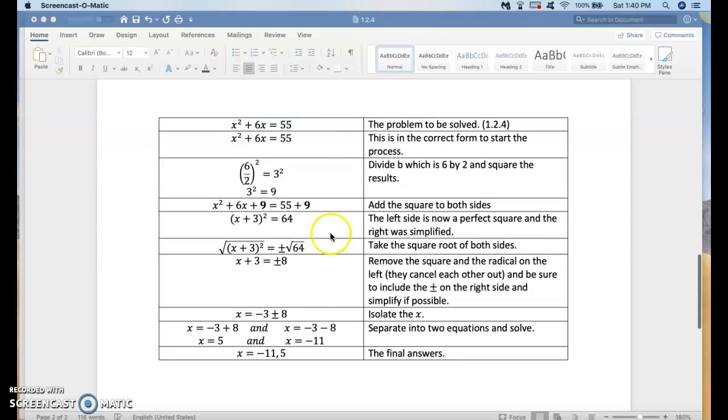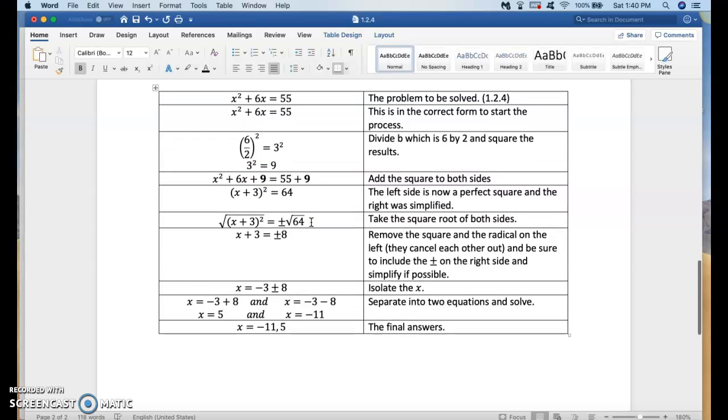Okay, the actual problem. We've got it set up with the squared term and the x term. So the quadratic and the linear term are located on the left, the constant on the right. We divide b, which is 6, by 2 and square the result. 6 divided by 2 becomes 3 squared, and 3 squared equals 9. We add that 9 to both sides.